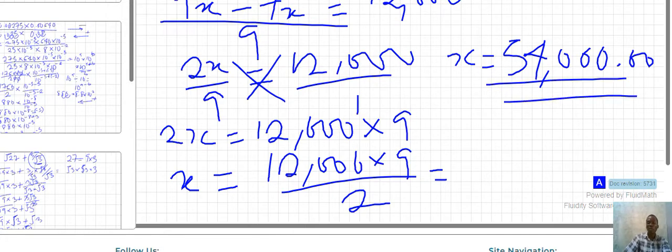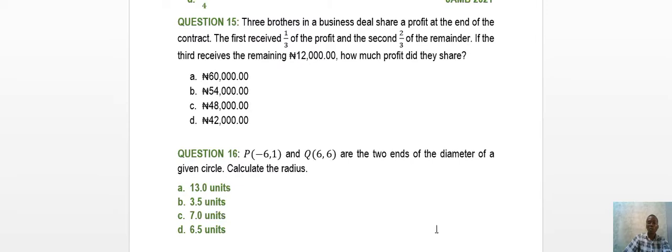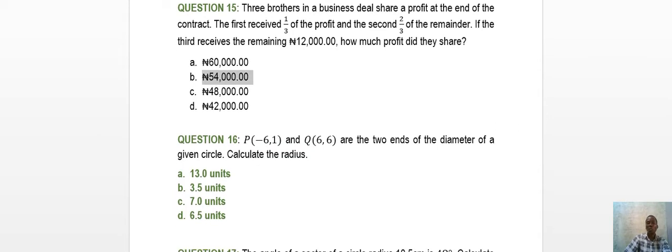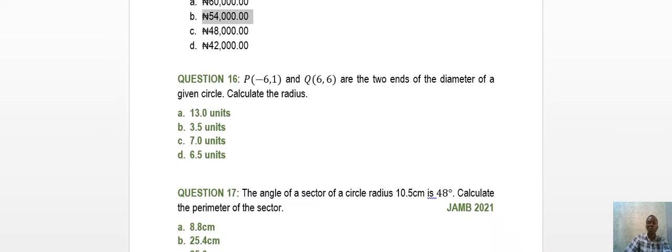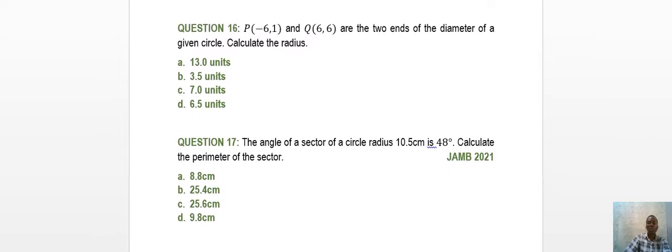Do we have that as part of our options? Of course we do. So the correct option is option B, 54,000. Let's go straight to the next question. The next question, question number 16. We are going down to question number 20 because we'll be solving 11 to 20. So question number 16, that's the question we are going to solve.